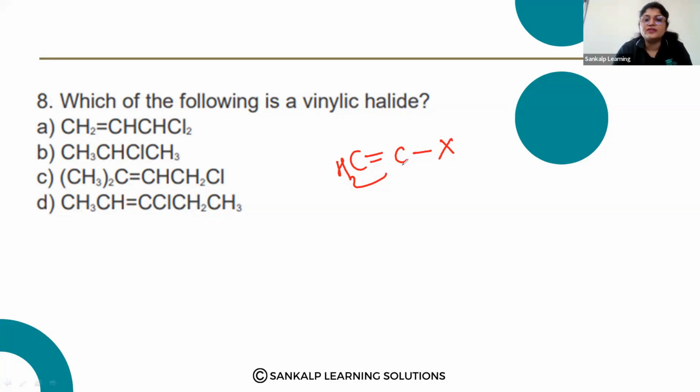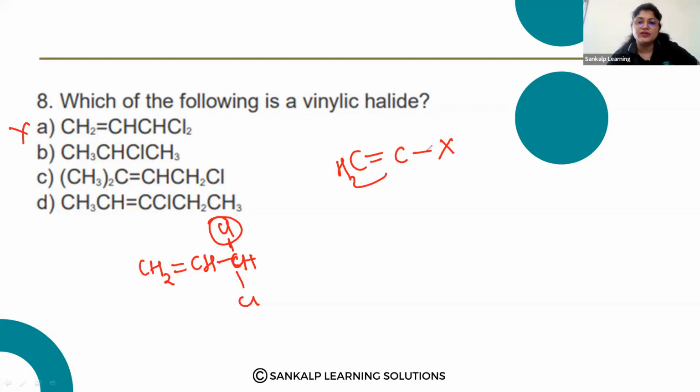Which of the following is a vinylic halide? Seeing this example: CH2 double bond CH, with Cl on the next carbon. Is the halogen atom linked to a carbon which is next to a double bond? No, this is wrong. The carbon should be directly on the double bond. Then the second one, CH3, CH, Cl, CH3. No, this is also wrong. There is no double bond.